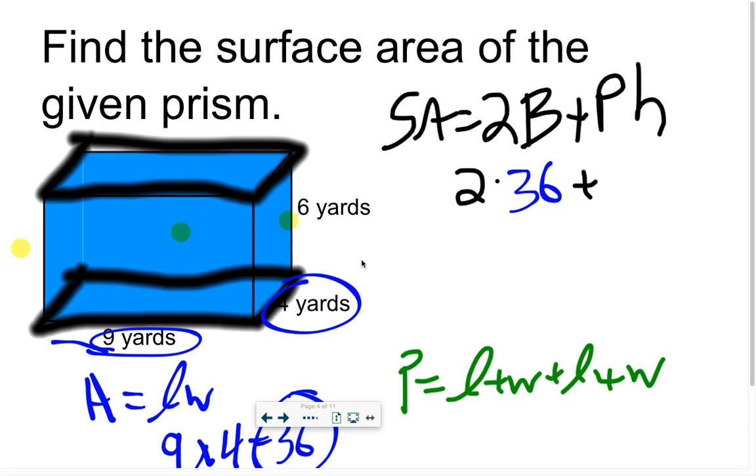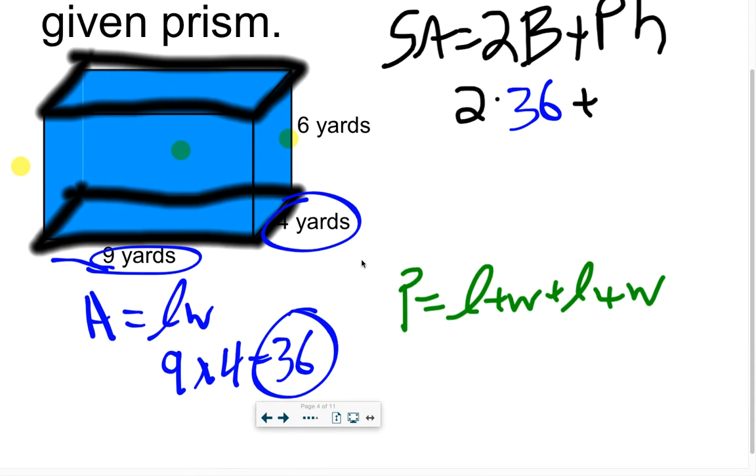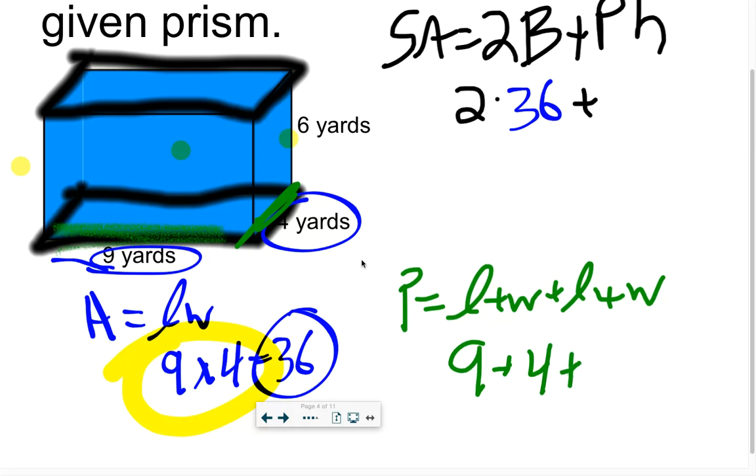So again, notice 2 things. First off, what numbers did we use over here for the length and the width? 9 and 4. Awesome. So spoiler alert, guess what you're going to use over here for perimeter? 9 and 4. Or go back. What is the length of this side? That would be 9. What is the width of this side? 4. Don't stop there. Go around the entire base.